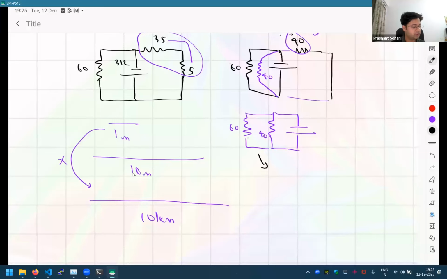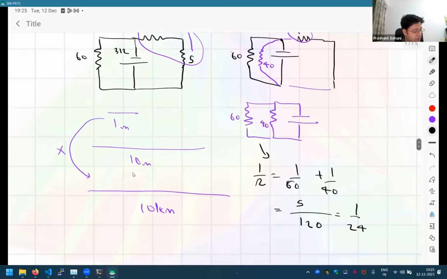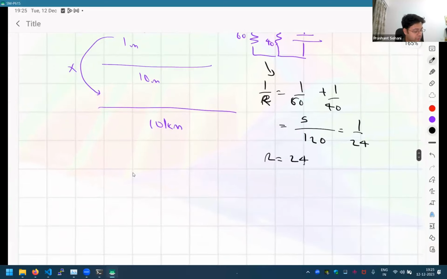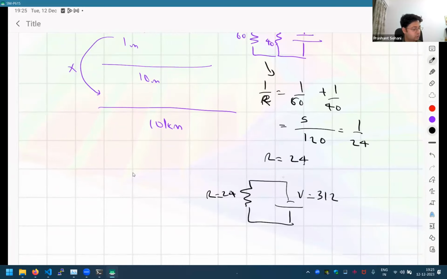And so the last step here is we just want to combine this, right? So the total equivalent resistance will be 1 by 60 plus 1 by 40. And so that will be 5 by 120, or that is 1 by 24. So R is 24, right? Finally, after all this simplification, the final diagram has just a single resistance. And the voltage is given as 312. And so now we can find the current, 13 amperes.